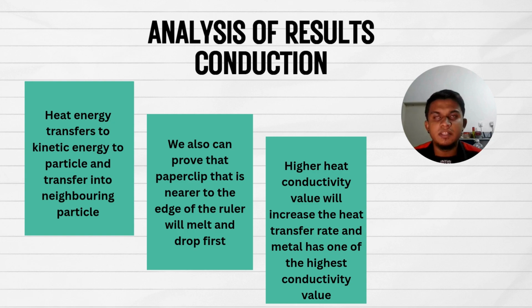So a simple conclusion of this experiment is when the heat is nearer to the edge of the ruler, the nearest paper clip that is attached to the ruler with the wax will melt and drop first, followed by the second and the third. That's how conduction happens. Thank you.